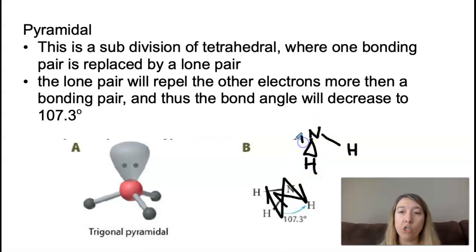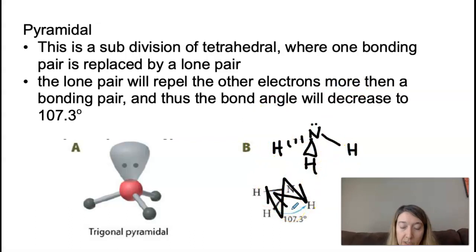So if you compare this shape to what we drew for tetrahedral, the difference is simply that I don't have that one coming straight off the top. Instead, what we have is our lone pair sitting there, okay? So this is a pyramidal. It's going to have a three-sided pyramid. We're going to have that lone pair.